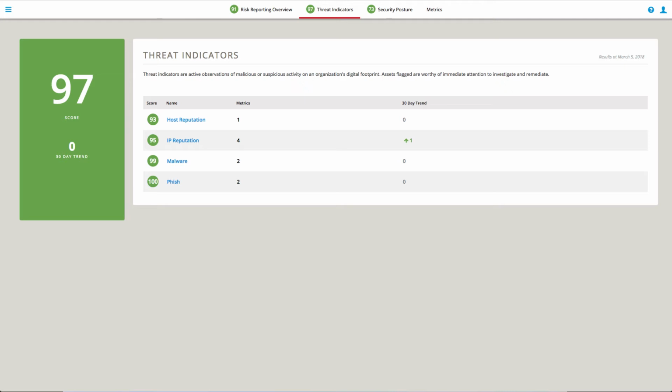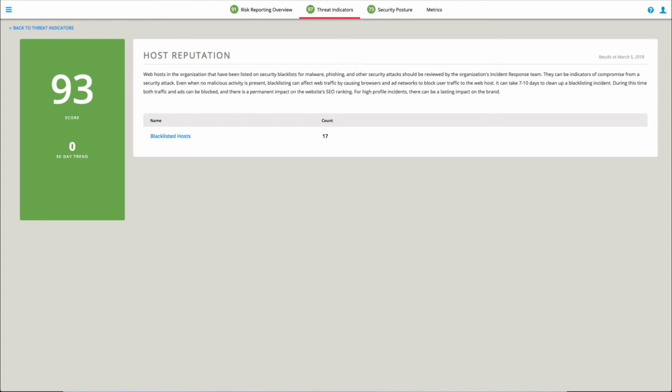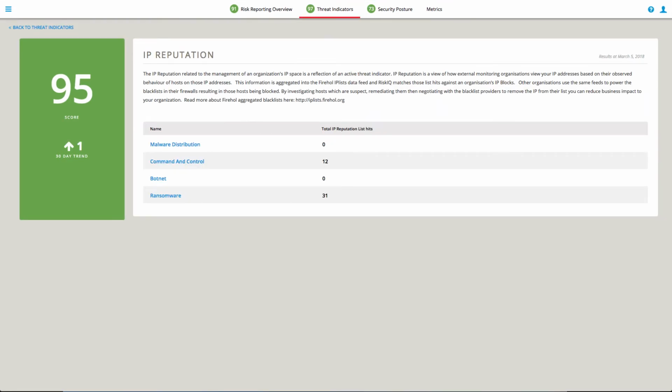Threat indicators are security issues sourcing from your organization's assets that are part of your digital footprint. Asset flags are worthy of immediate attention to investigate and remediate. Host reputation are hosts that are part of your organization's inventory that appear on RiskIQ's blacklist. IP reputation is a view of how externally monitoring organizations view your IP addresses based on their observed behavior of hosts on those IP addresses.